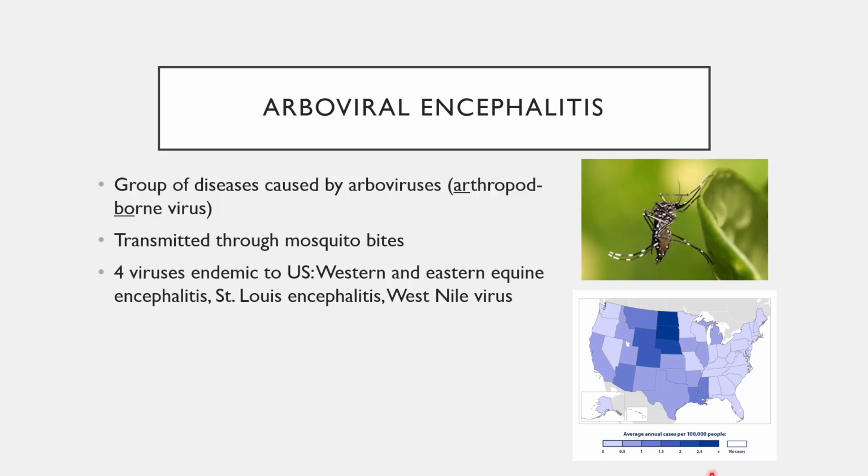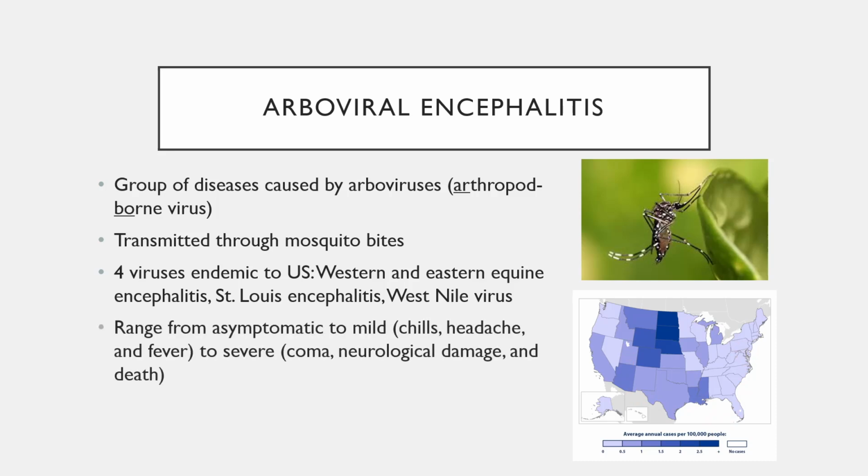So you can see the range of the West Nile virus infection. These infections can range widely from asymptomatic to mild, which includes chills, headache, and fever, to severe, which is associated with coma, neurological damage, and death. The majority of people who experience severe infections are people who have compromised immune systems or are older and therefore have experienced immune system decline.